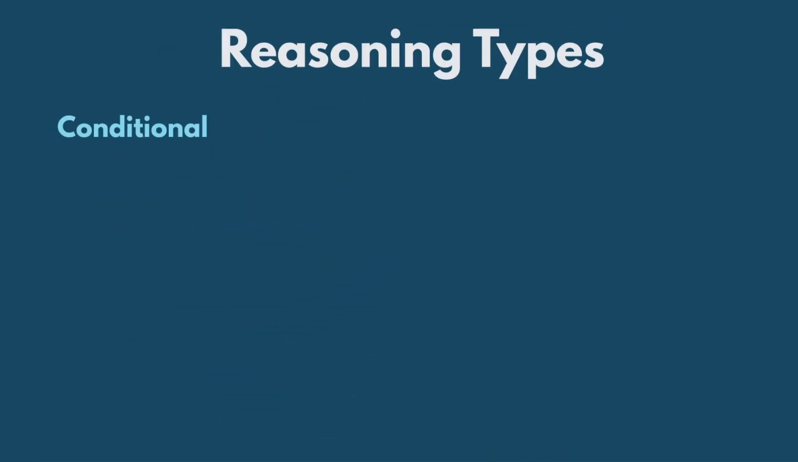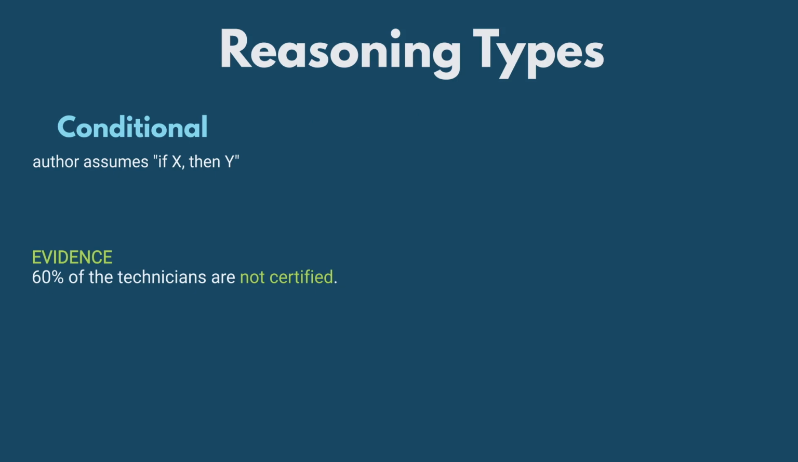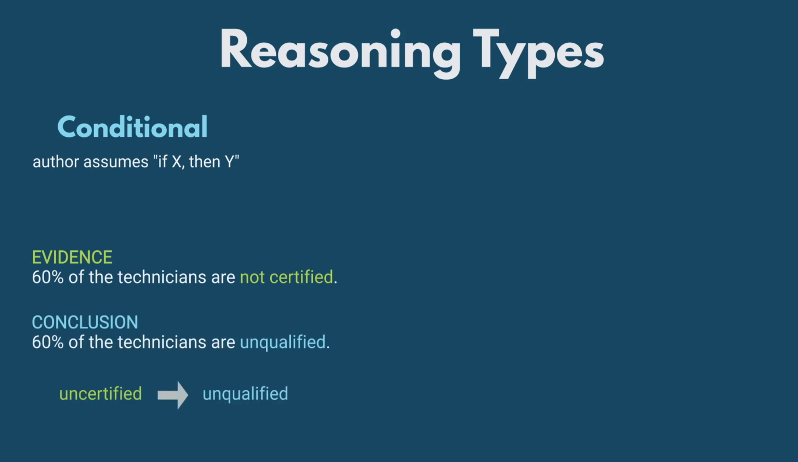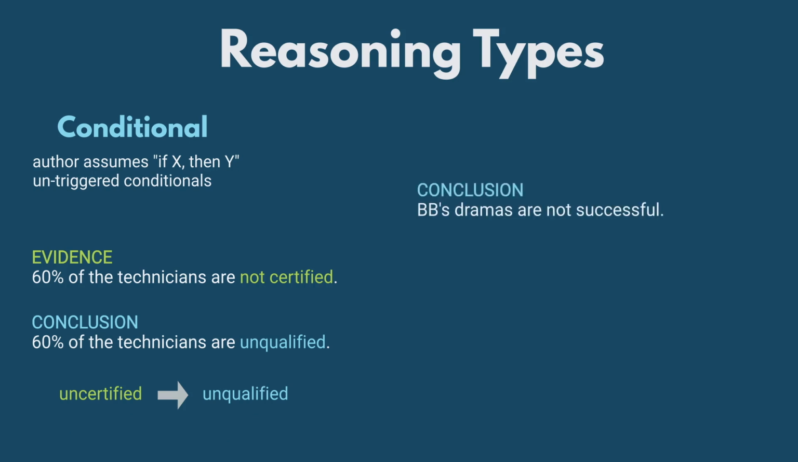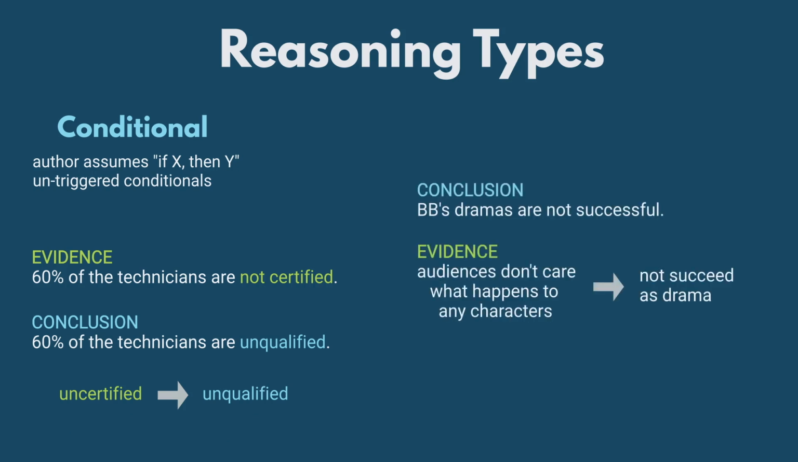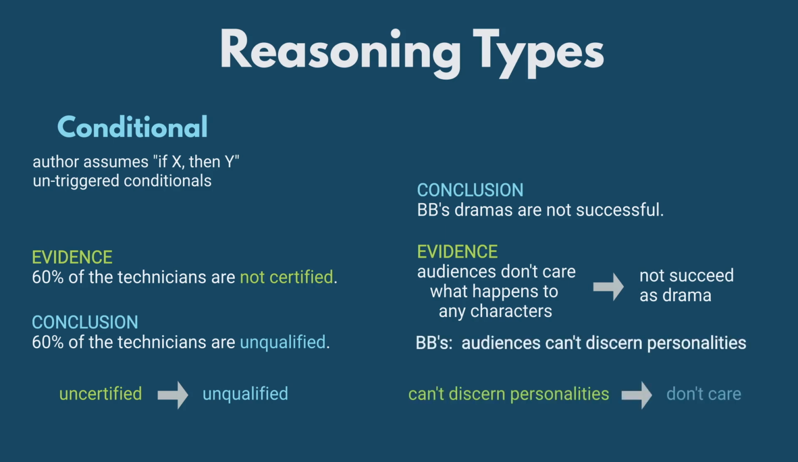There's three main reasoning types on the test: conditional logic, comparisons, and causation. Conditional reasoning basically means that an author has made a move from one concept to another. The evidence was about certified, the conclusion was about qualified. The author is assuming this move of if uncertified, then unqualified. In other cases, they give you a rule, but they never trigger it. We were trying to prove something wasn't successful, and the trigger was audiences don't care what happens. But all we said was audiences can't discern personalities. So the author has to assume that if you can't discern a personality, then you don't care what happens.